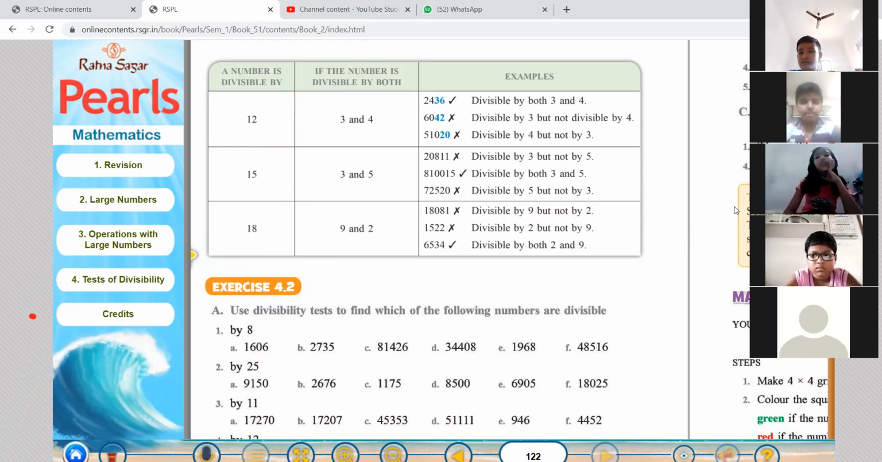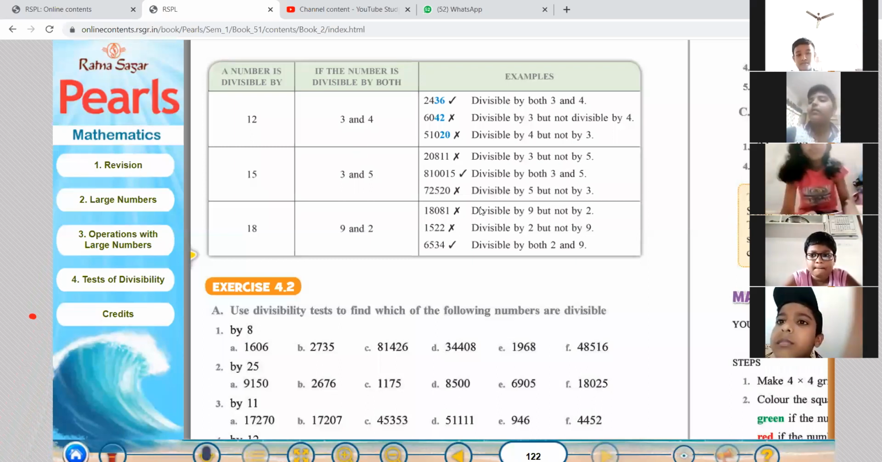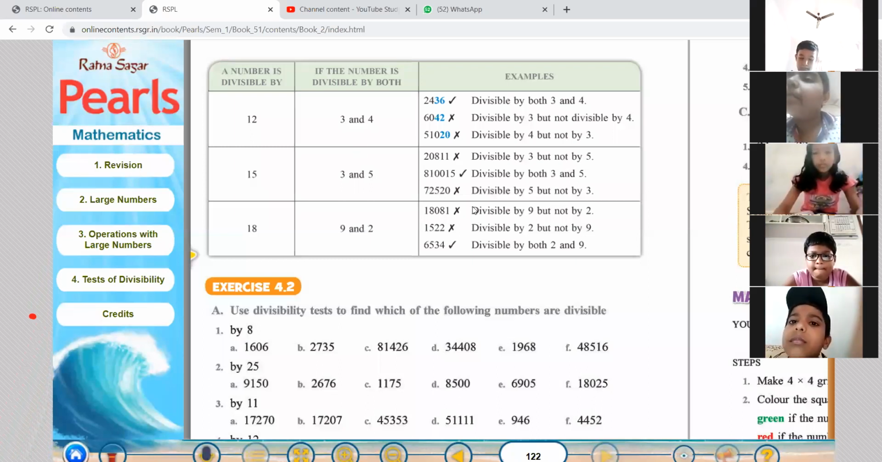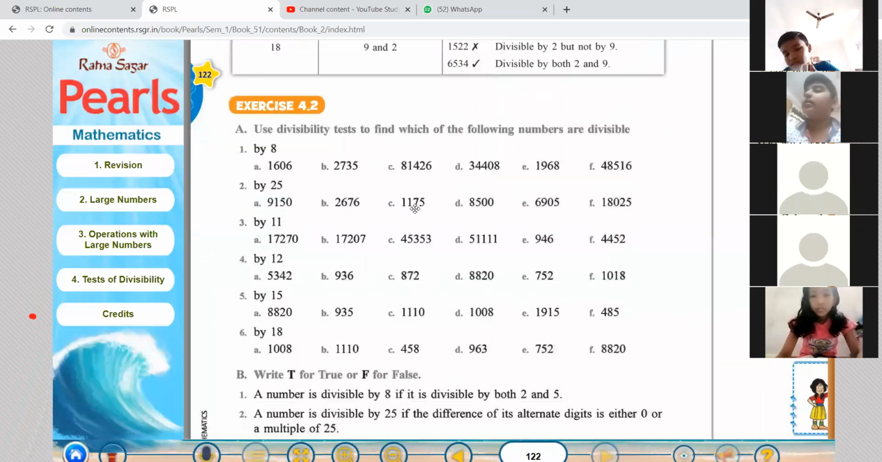And what about 16? Is 16 divisible by 3? No. So the number 72,520 is not divisible by 3. So we can say that the number is not divisible by 15. For a number to be divisible by 15, it should be divisible by both 3 and 5. Only in such cases can we say that the number is divisible by 15.